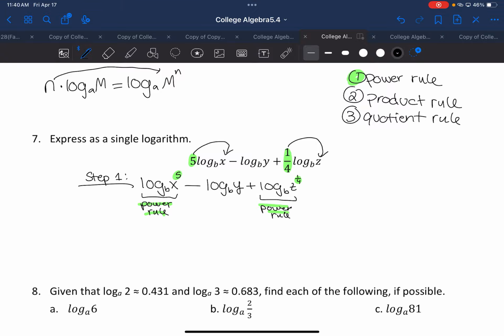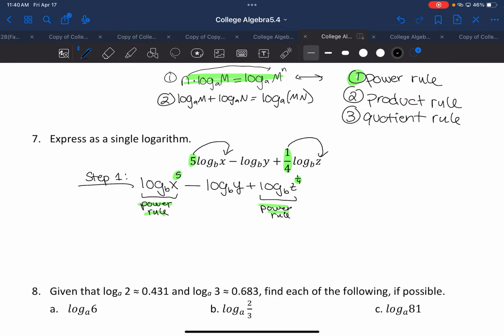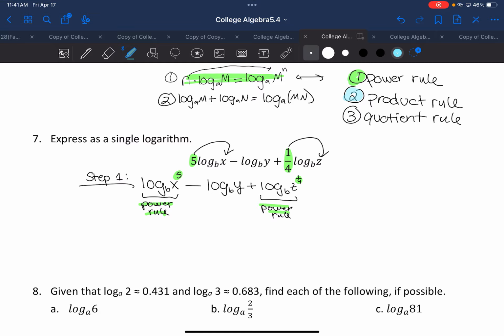So now, and I'll highlight these too, I'm looking for anything that would be the product rule. So the product rule going backwards would be if it's a sum of two logs, log base a of m plus log base a of n, then this would be combined to log base a of m times n, going backwards. So here you're looking for anything that's positive. Any of those terms that are positive.